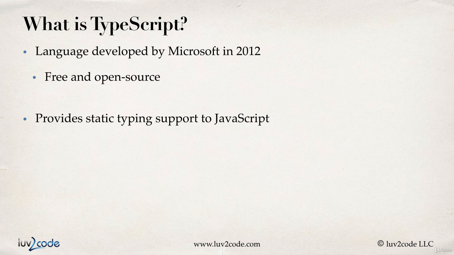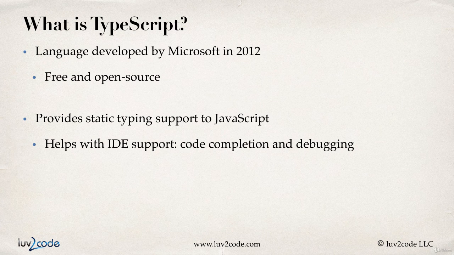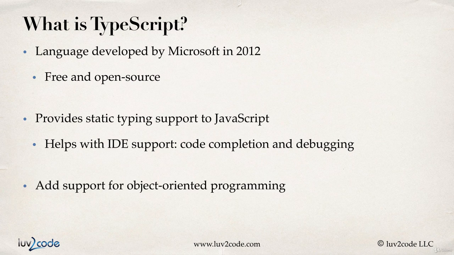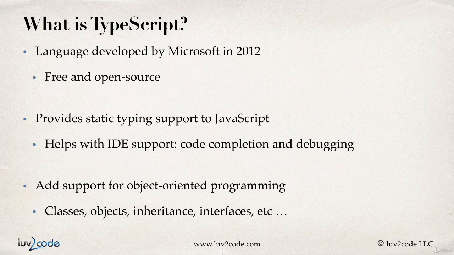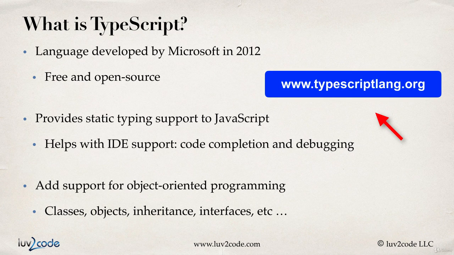TypeScript provides static typing support to JavaScript. So this helps you with IDE support in terms of code completion, debugging, and so on. TypeScript also adds support for object-oriented programming, such as classes, objects, inheritance, interfaces, and so on. So it really just makes it easier to use the JavaScript ecosystem or environment in a compiled fashion. So that's the real beauty of TypeScript. And you can get more details on TypeScript at the official website, TypeScriptLang.org.